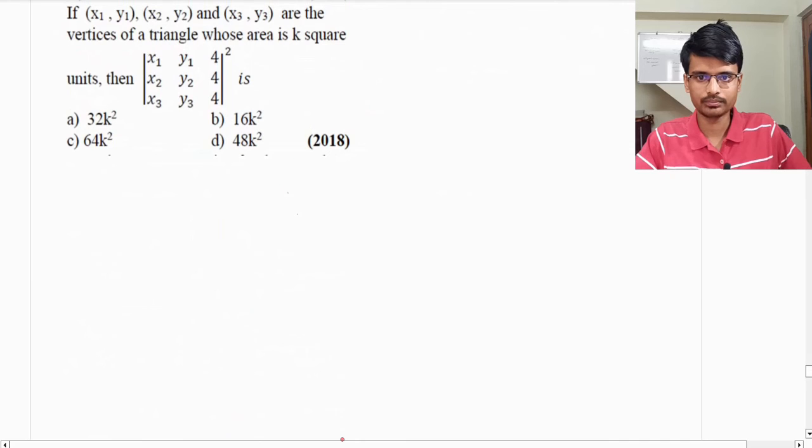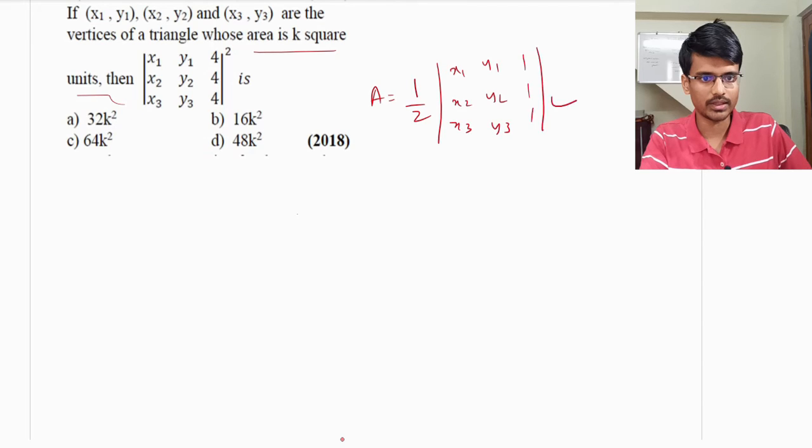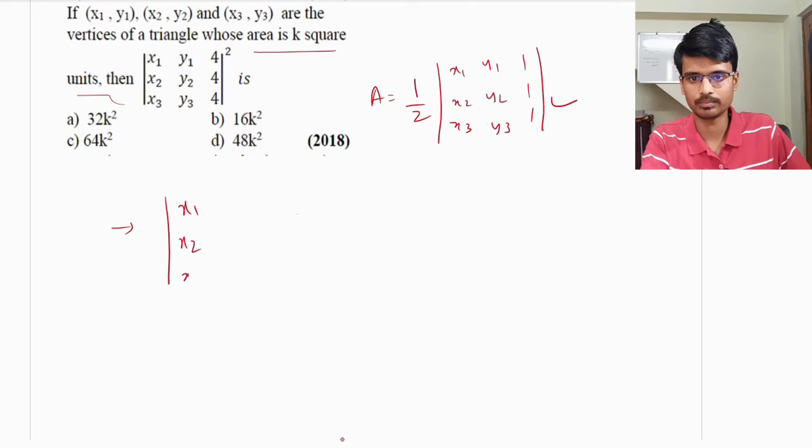If x1 comma y1, x2 comma y2, x3 comma y3 are the vertices of a triangle whose area is k square units, then so and so. So you need to know the area of a triangle. Area of a triangle is given by 1 by 2 times the determinant of x1 y1 1, x2 y2 1, x3 y3 1. This is the formula you need to remember. Here we will be changing this. Let's focus only on this matrix for now.